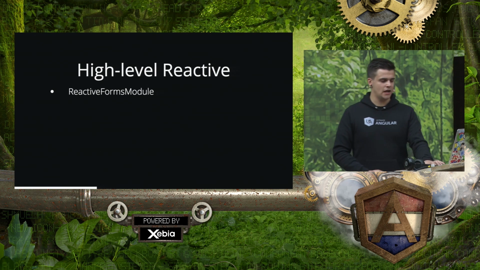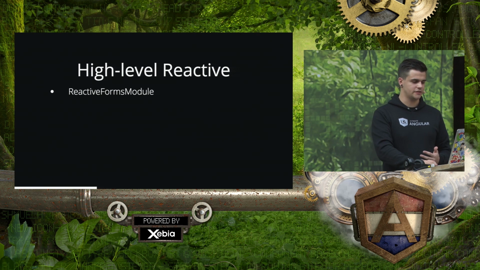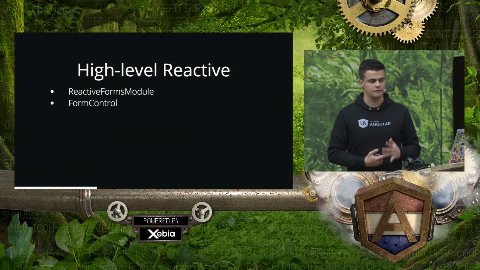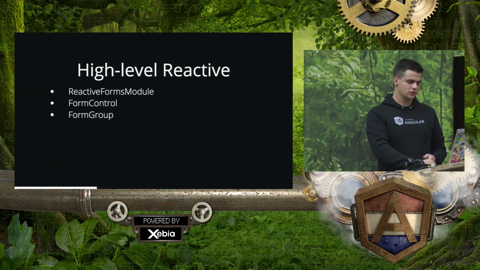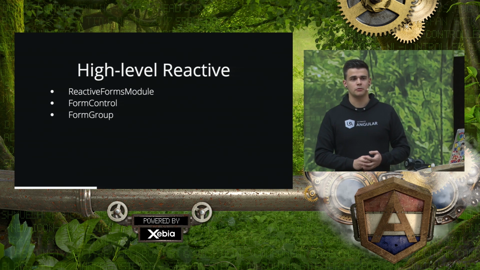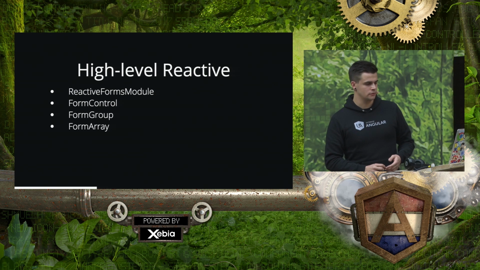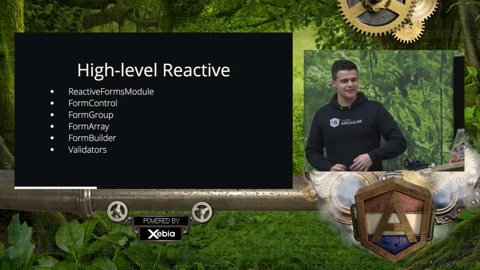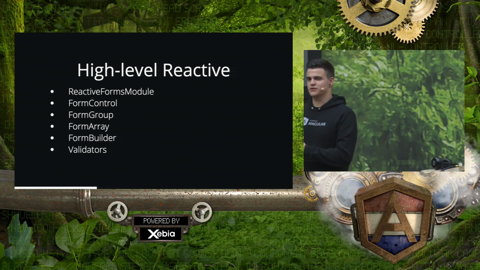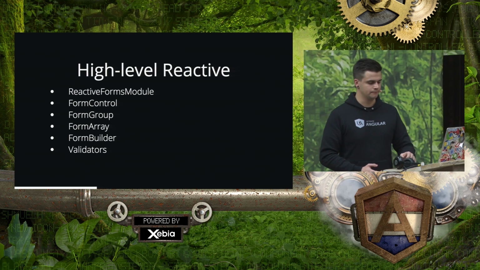So, high-level reactive: if you want to get started with reactive, there are a few steps you need to take. The first one is the reactive forms module. We need to just go ahead and import it. Form controls are pretty common. You've probably seen these if you're browsing the reactive docs. Then we have form groups and form arrays, FormBuilder, and validators. These are the most common things that you use. We'll come on to what they do individually and how we can integrate them.